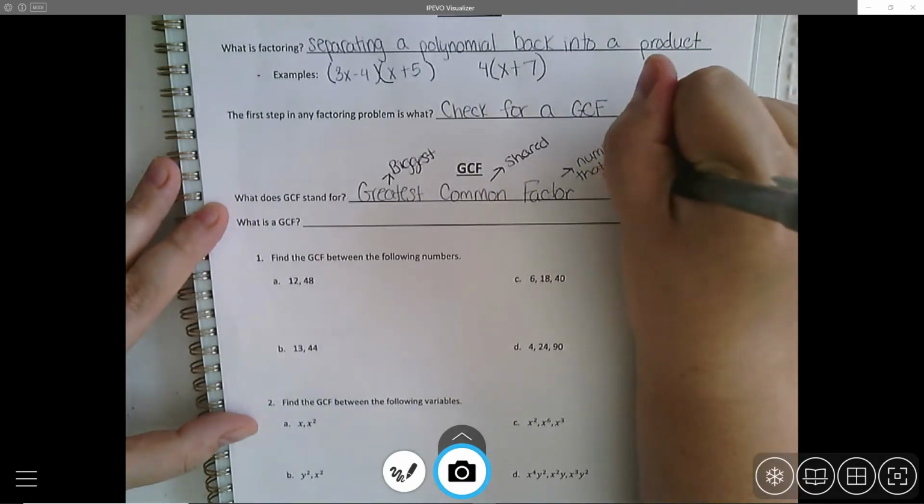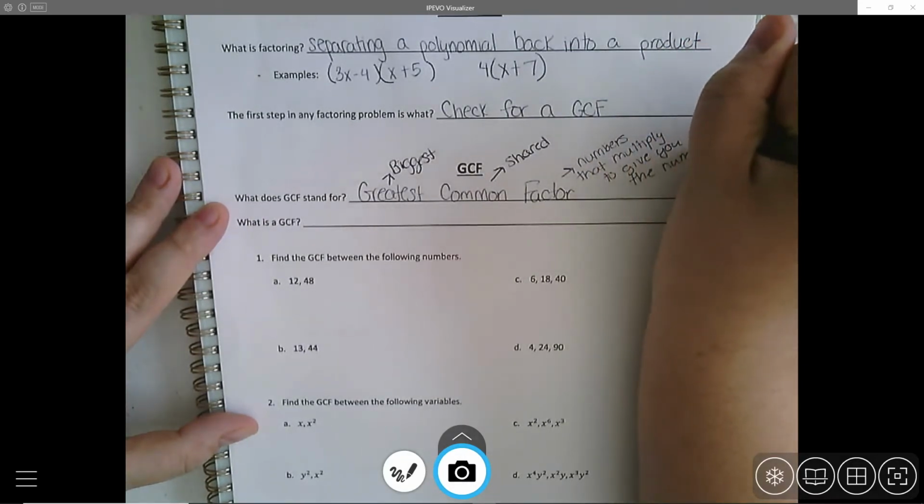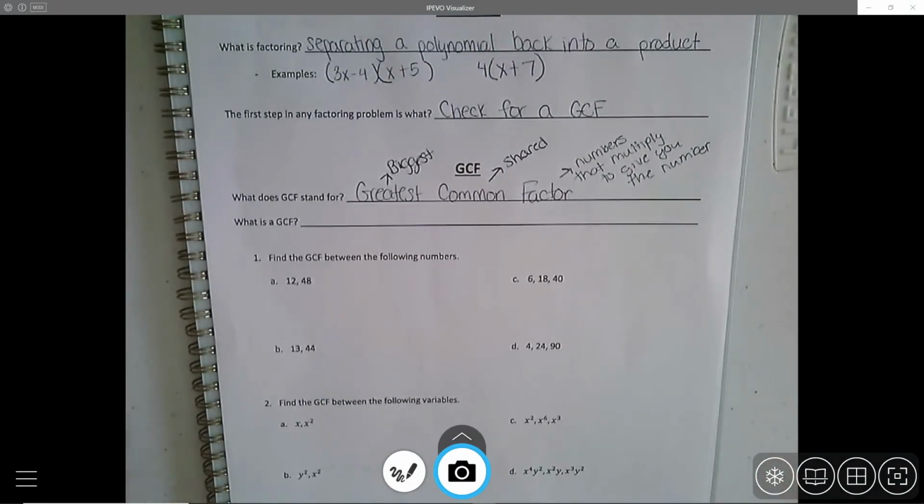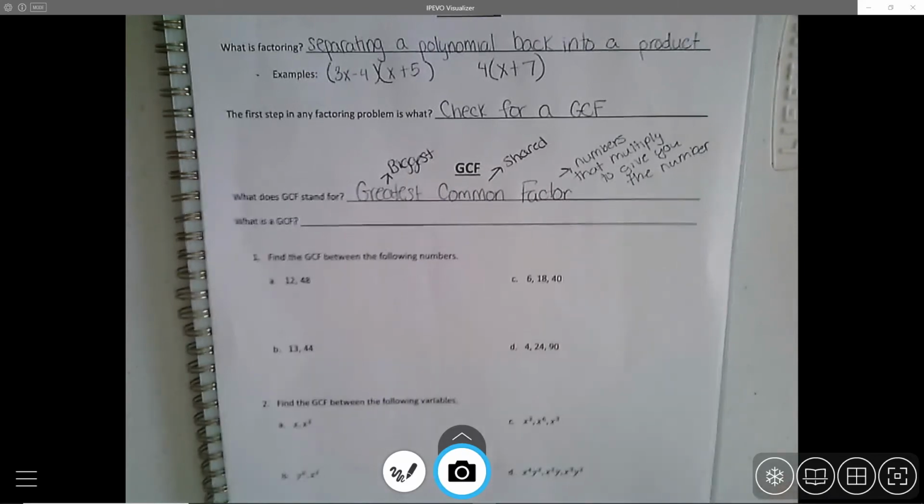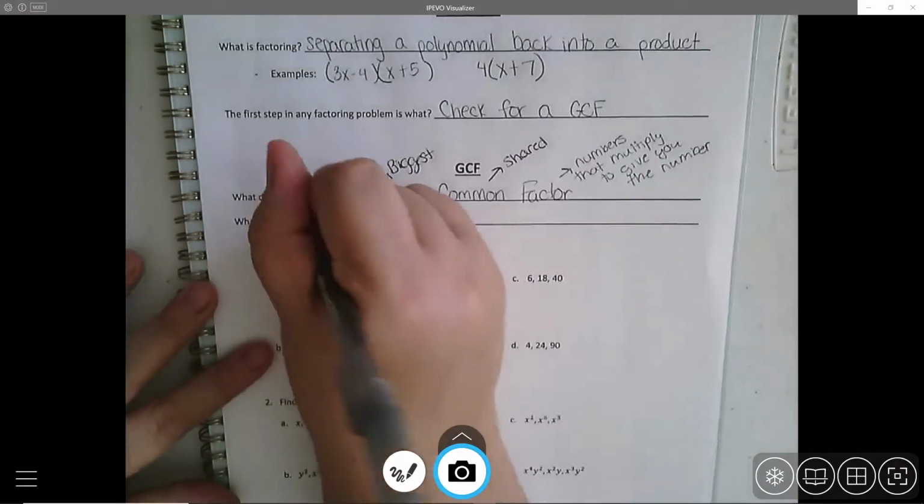When we talk about factors, those are numbers that we multiply together to give us that number that we are writing the factors of. And when we get down here to example 1, when we're writing down the factors of these A, B, C, and D, it'll probably make a lot more sense. So now, what is a GCF? We kind of wrote it out here up on top, talking and breaking down what greatest, what common, what factor is. And let's write out something down here as well.